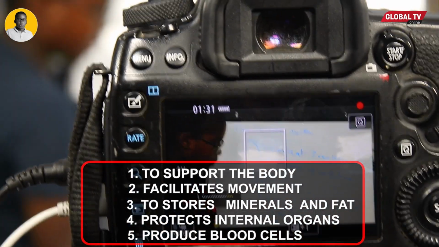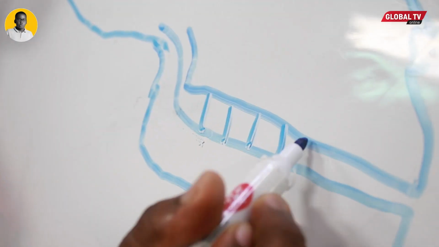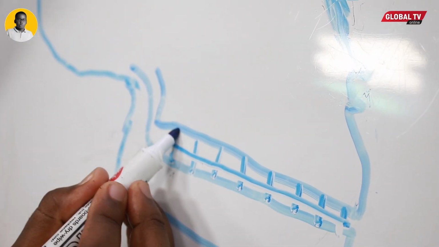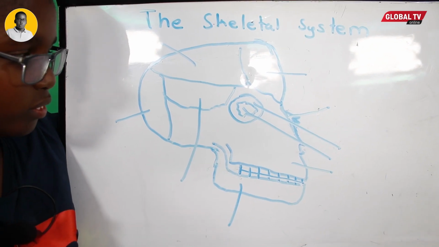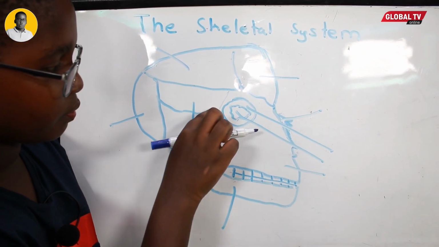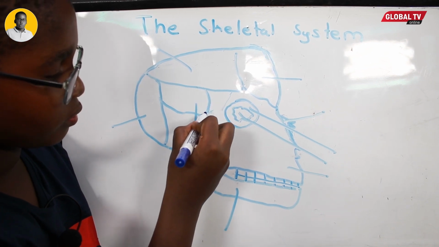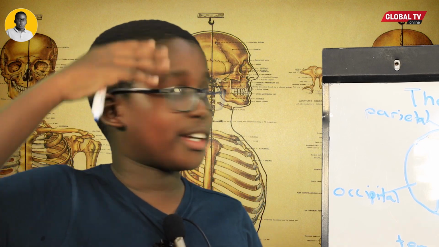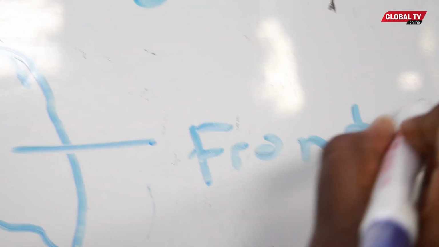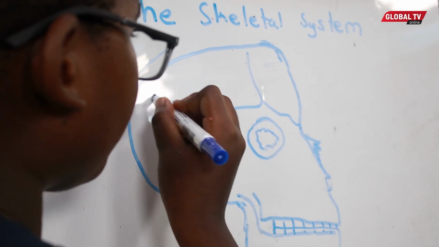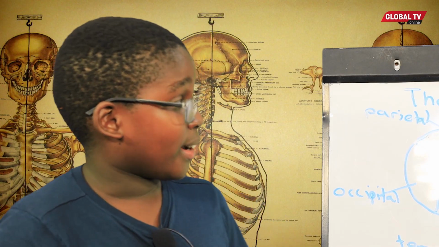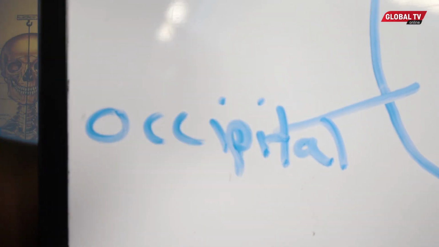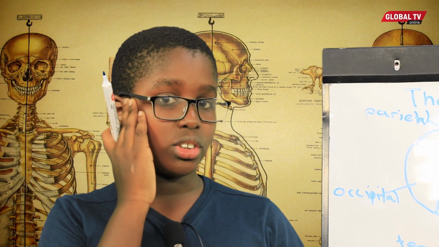Here I have a sketch of the skull. The skull is the framework of bones that protects the brain. The skull has different kinds of parts. For example, here in your forehead, you have the frontal. In the sides of your head, here and here, we have the parietal. In the back here, we have the occipital.